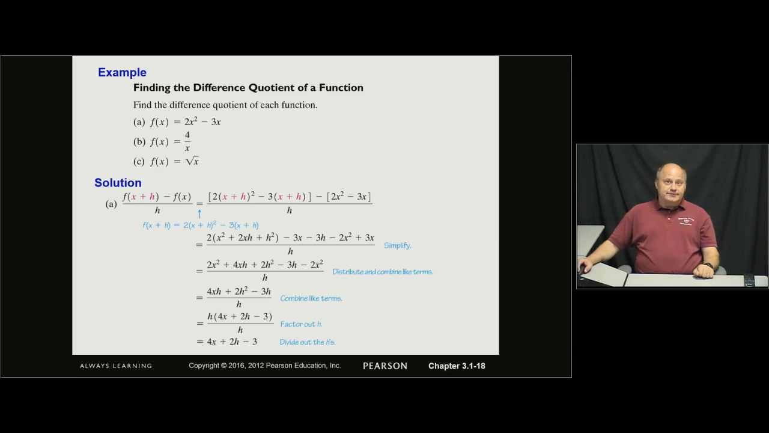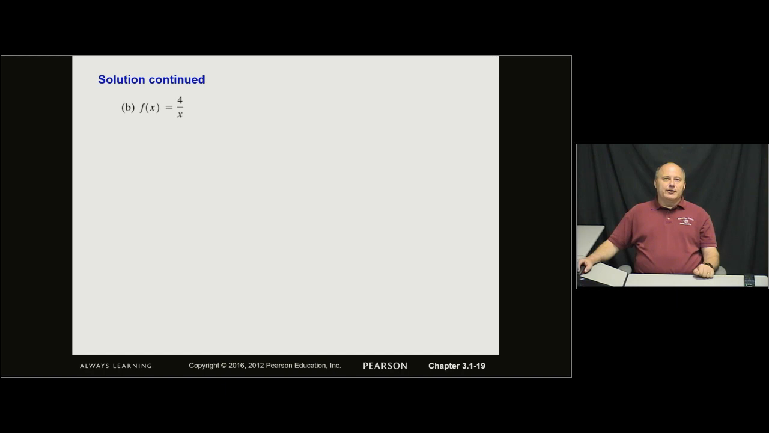And as you can tell, it took us about 6 steps to get there. Now you know why people don't like this so much. Okay, the next one is 4 over x. We're going to apply the difference quotient to 4 over x. So it's f of x plus h minus f of x, all over h. Now f of x plus h is going to be 4 over x plus h. In blue, off to the side, f of x plus h is 4 over x plus h.